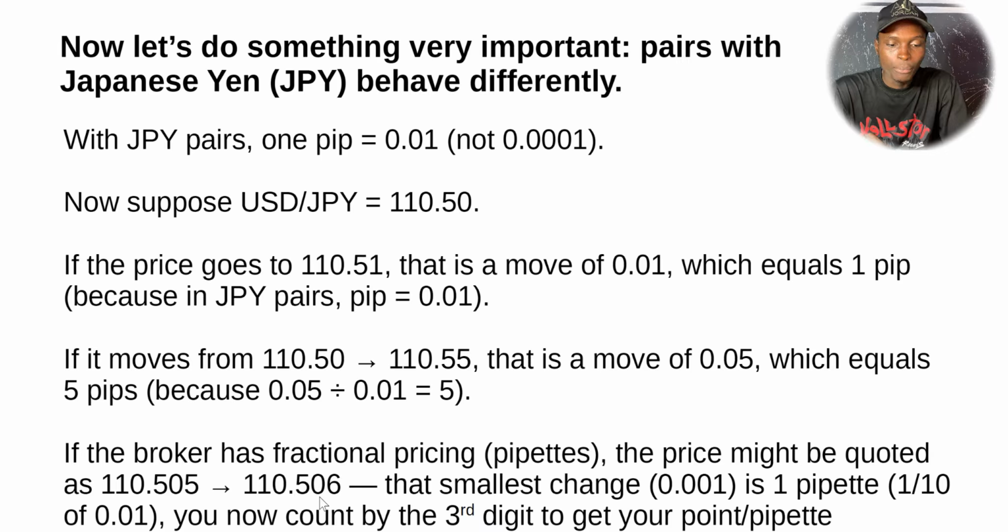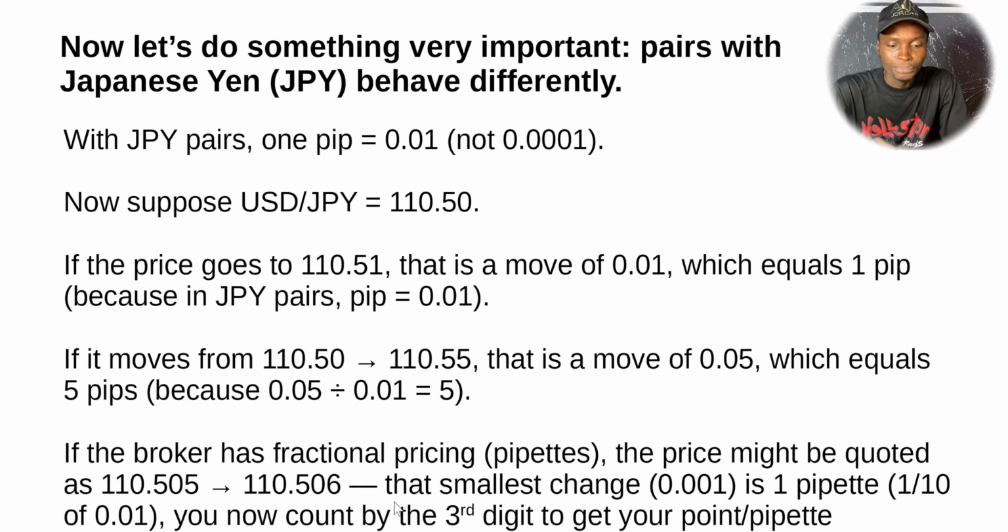If the broker has fractional pricing, pipette, the price might be quoted as 110.505 to 110.506. Now we're talking about pipettes. You can see we're having 3 digits here after the decimal place, no longer 2 digits, because this time around we are checking for pipettes in Japanese yen carrying currencies.